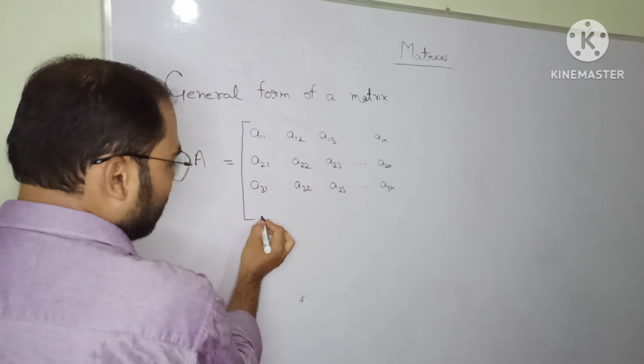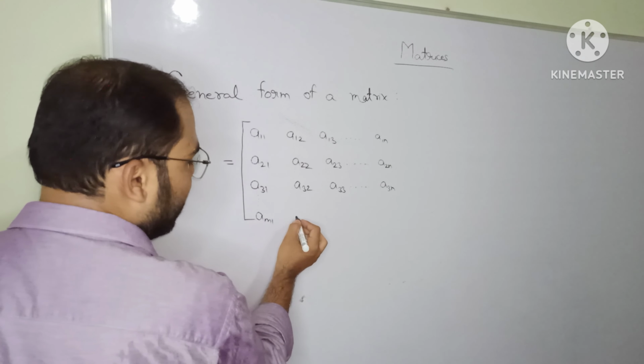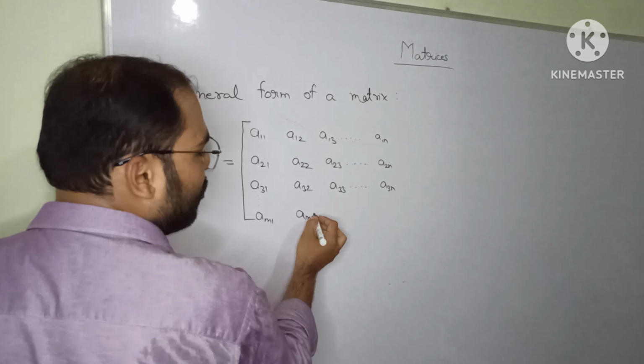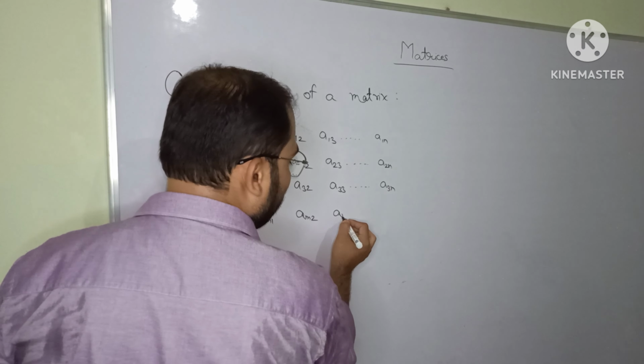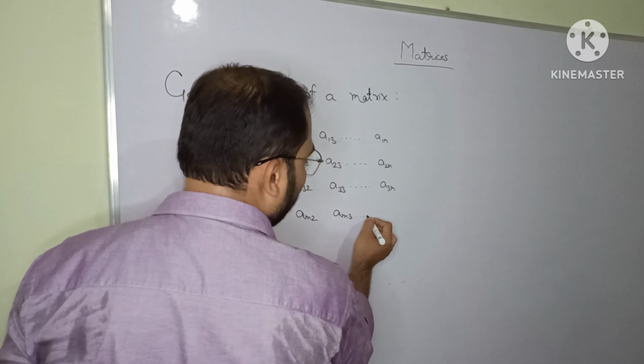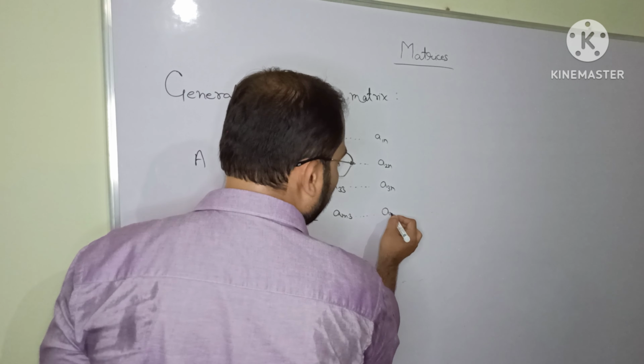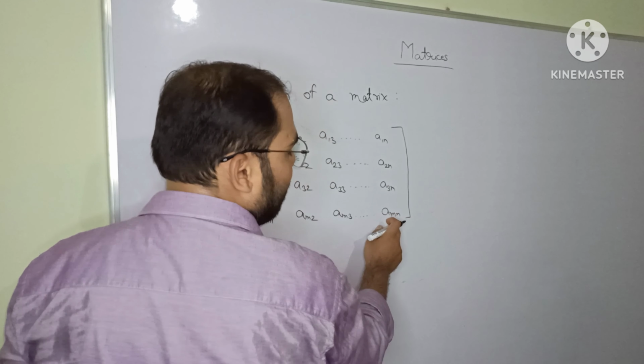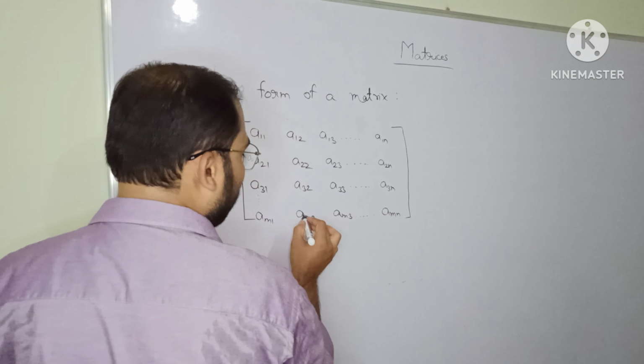So Am1 will represent mth row and first column. Am2 represents mth row and second column. Am3 represents mth row and third column. And the last one is Amn, which will represent the element existing in mth row and nth column.